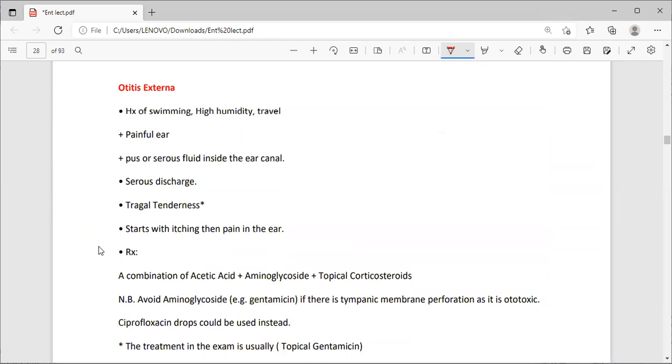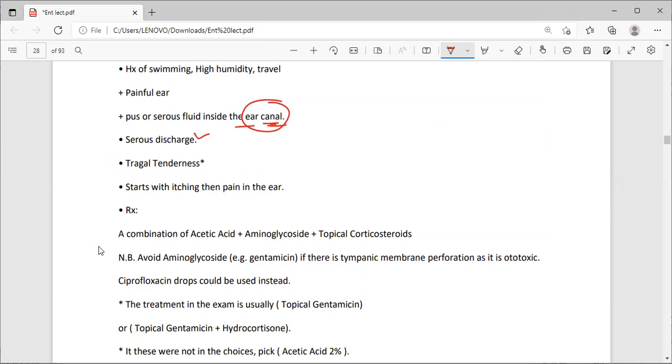Otitis externa is basically a history of swimming or high humidity travel, with a painful ear and pus or serous fluid inside the ear canal. Okay, and there will be no rupture, and serous discharge will be there. Tragal tenderness: the tragus is this part, and it will have pain.